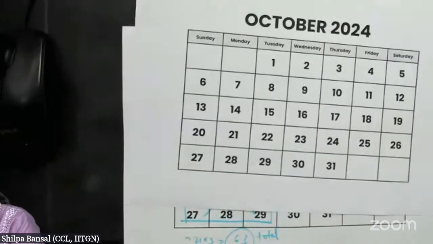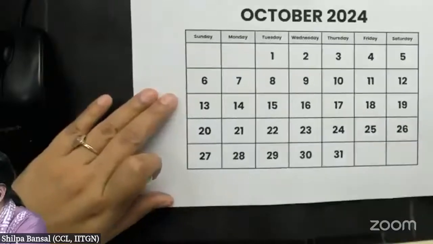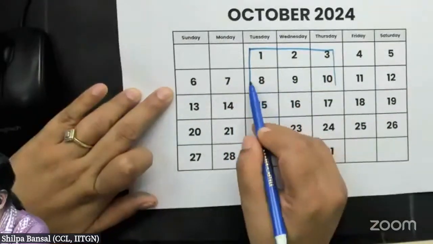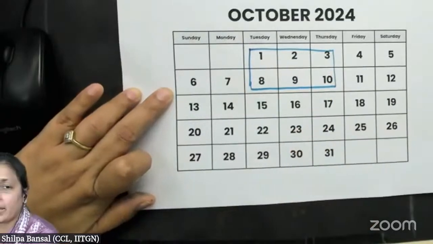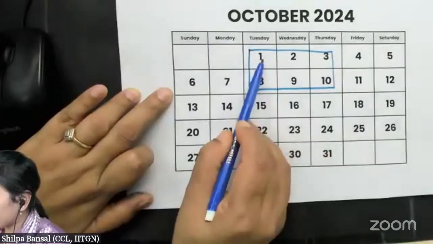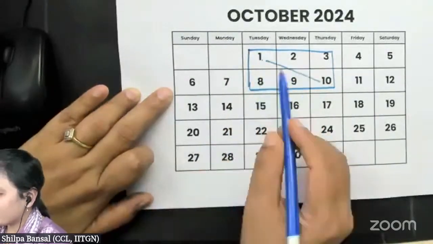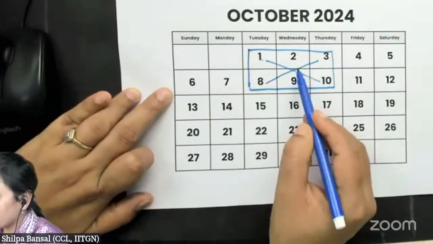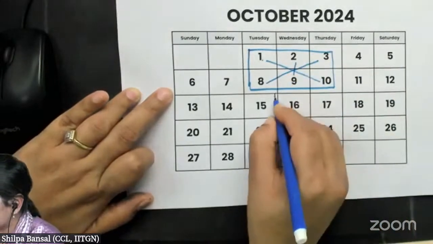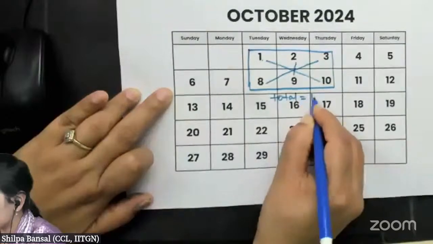What happens if we take a rectangle? Is the problem the same? If I take a rectangle also, the total will be the same. See, 1 plus 10 is 11, 8 plus 3 is 11, 9 plus 2 is also 11. So the total is 11.